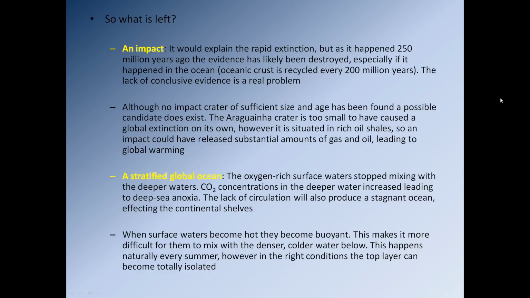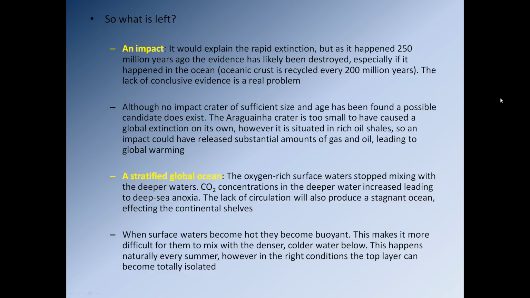Now, it's too small to have actually caused a global extinction on its own. However, it just so happens that it's situated in an area where the rocks are very oil rich. So what that could mean is if an impact did occur, it could have caused substantial quantities of oil and gas to essentially burn. This could have led to the release of large quantities of carbon dioxide, or in the case of gas, it could have led to the release of large quantities of methane. And so this could have put significant amounts of carbon dioxide and methane into the atmosphere, possibly leading to global warming.